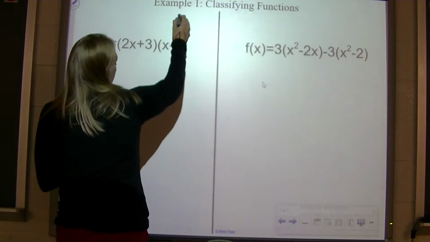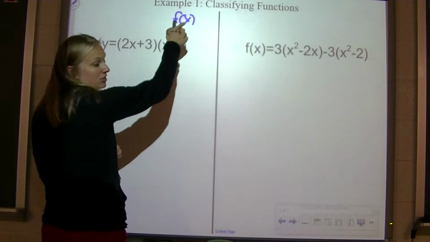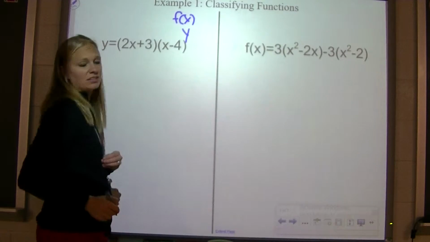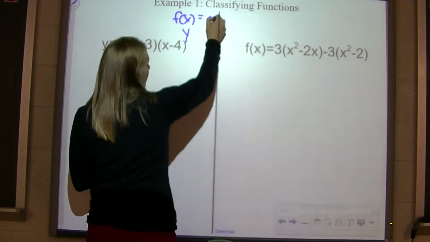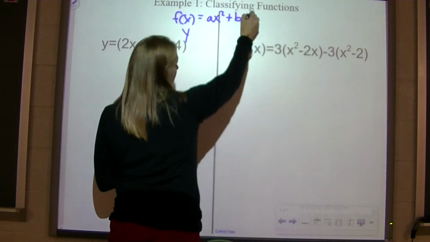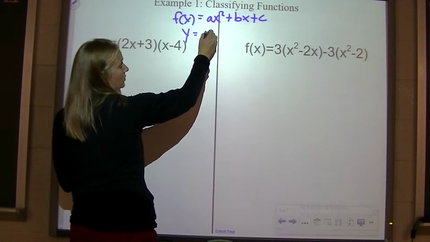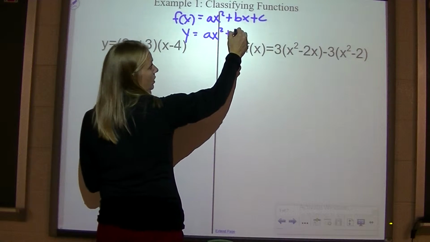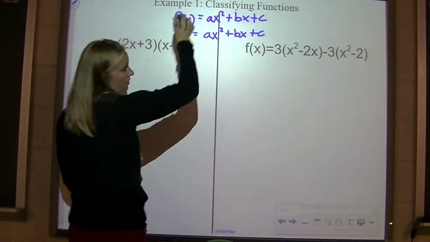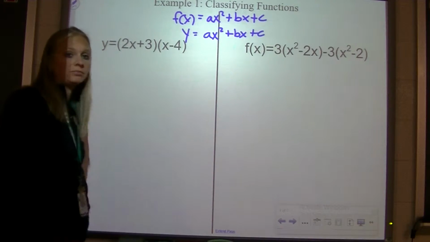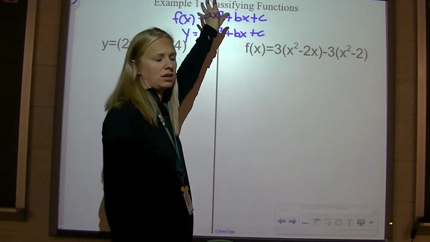So you have to remember that, first of all, this is just function notation. It means the exact same thing as this. So if we have f of x equals ax squared plus bx plus c, that's the same thing as y equals ax squared plus bx plus c. They're the same thing, this is just function notation. Okay, well this is standard form of a quadratic equation.